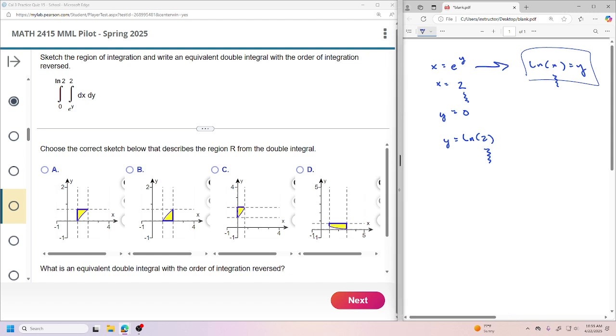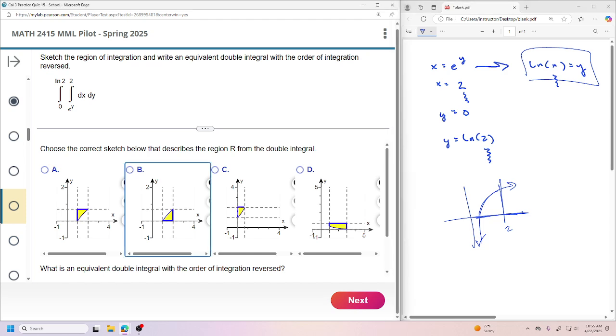But let's draw this so I can make sure I'm doing it right. I have e to the y. So that's this guy right here. That's just ln. So there's my ln. Y equals 0. X is equal to 2. I think that would be somewhere over here. Well, there you go. There's my area. So A, B, C, or D? I would hope so.